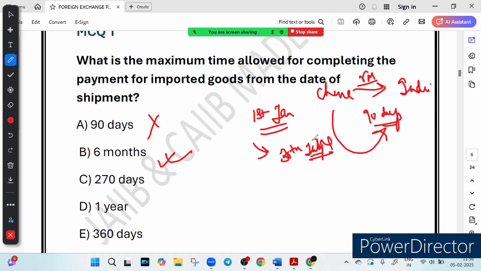That is the 6 months. The maximum time allowed is 6 months. 270 days is not the right answer, right? And 1 year is also wrong, right? So the correct answer is option B, that is 6 months.